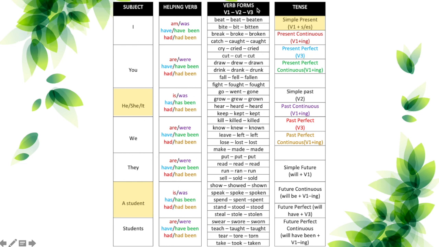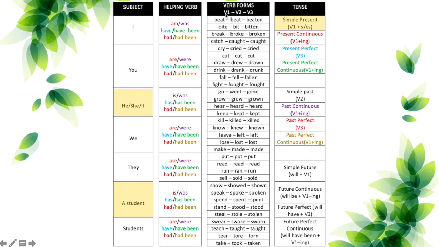We go to the last but one column. Here you can see verb forms. So in English we have V1, V2, V3. That's verb 1, verb 2, verb 3 forms. Some people say there's 4 and 5, but let's just stick to verb 1, 2 and 3. Let's take for an example this word break, broke, broken. So break will be your V1, broke will be your V2, and broken will be your V3.